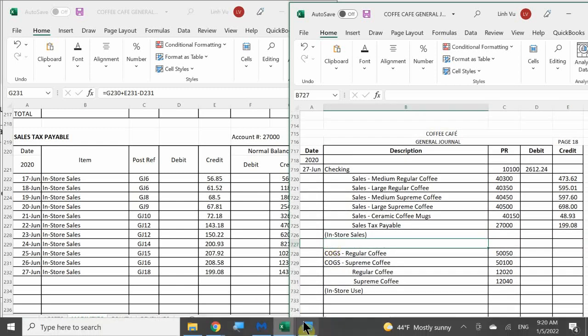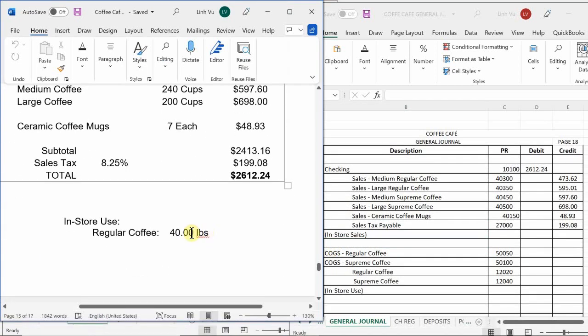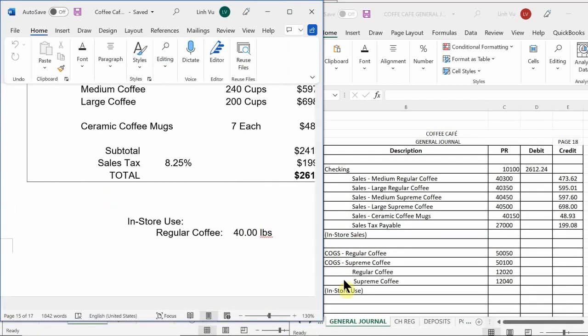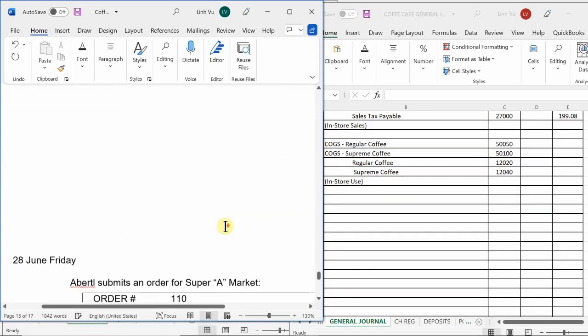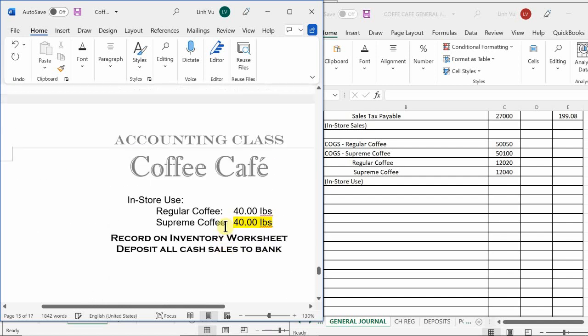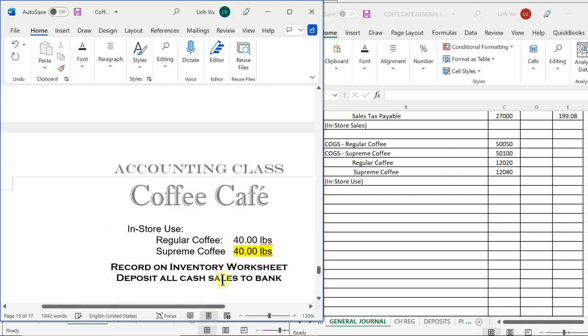So then we also have to do the in-store use here. Let me push this down. So this is what we have. In-store use. We used 40 pounds of the regular coffee and 40 pounds of the supreme coffee. So today we sold a little less.